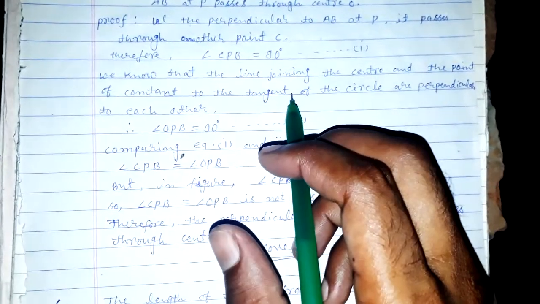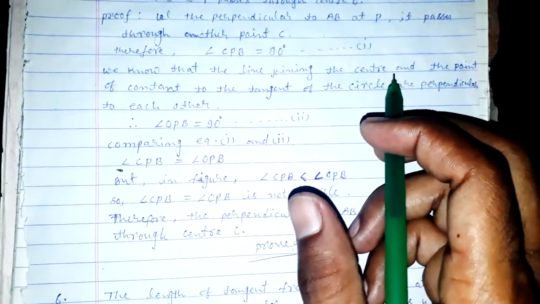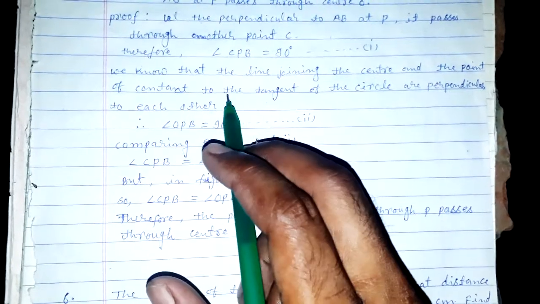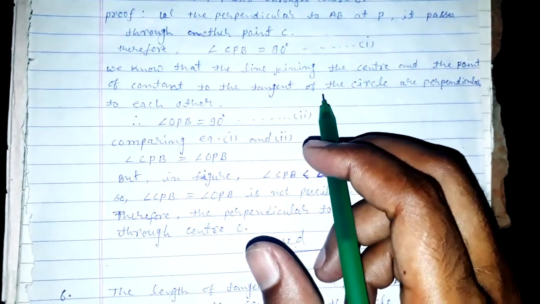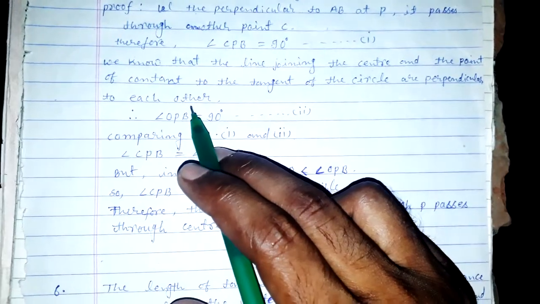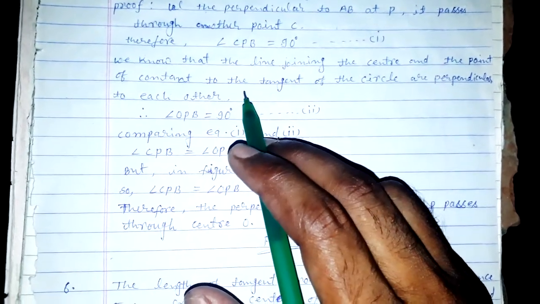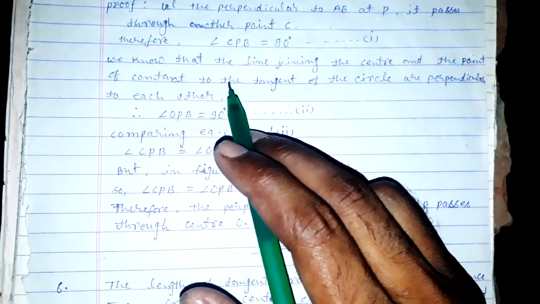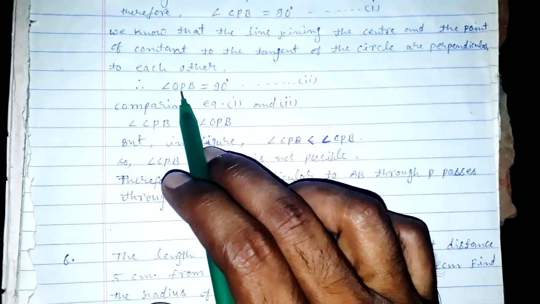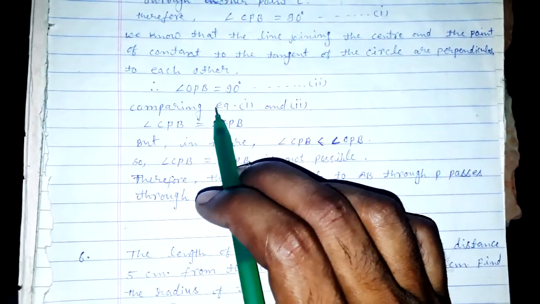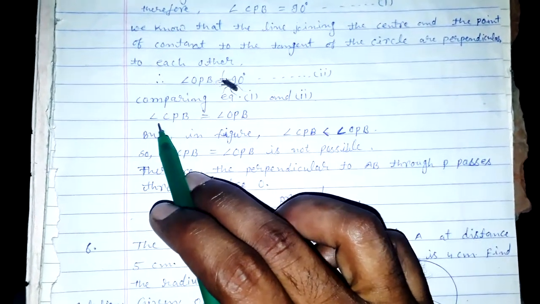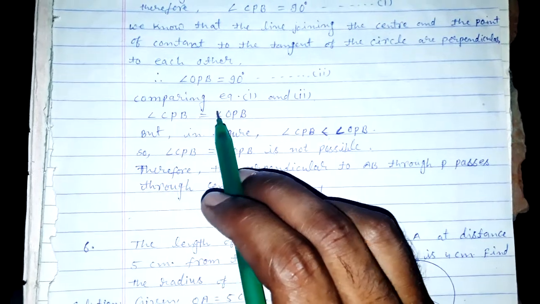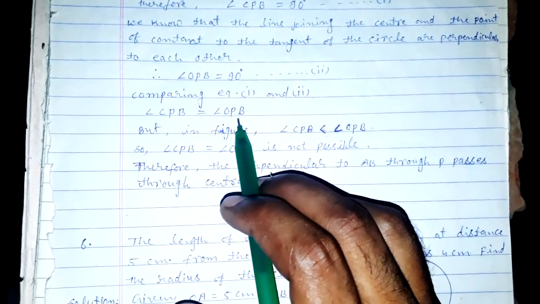We know that the line joining the center to the point of contact and the tangent of the circle are perpendicular to each other. This is theorem 10.1. So here angle OPB is equal to 90 degrees. Comparing the two equations, angle CPB is equal to angle OPB.